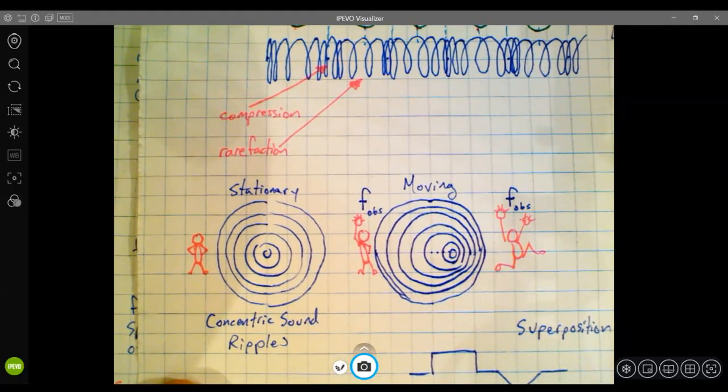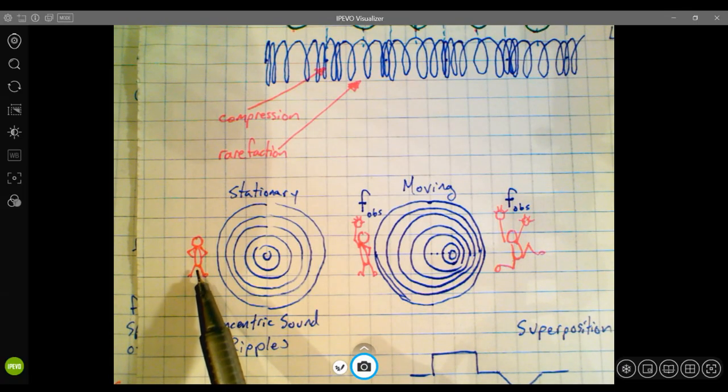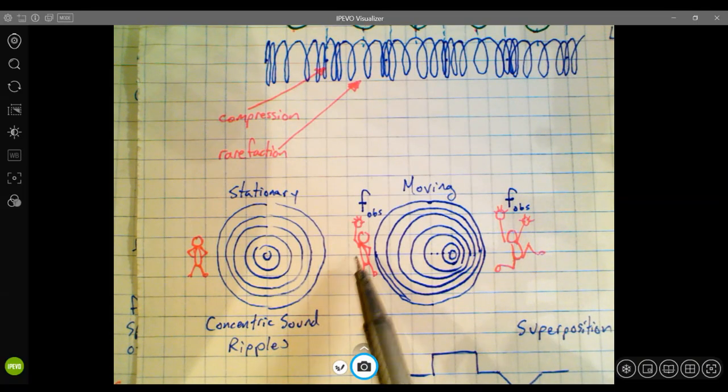And I didn't write the word Doppler effect here, but we know that if we sit stationary relative to a stationary noisemaker, we're going to hear a constant frequency if that noisemaker produces a constant frequency. So if it's playing 2000 hertz, we're going to hear 2000 hertz whether we stand over here or stand over here. And it's this idea of concentric sound ripples.